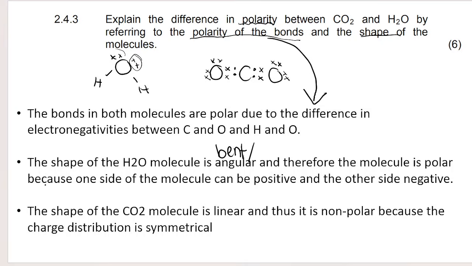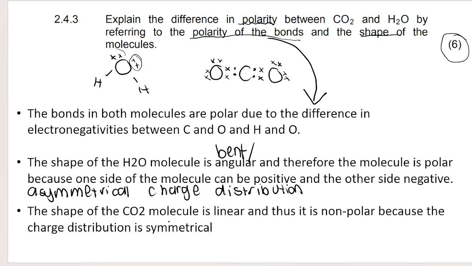So that's one other thing that I would add in here. So this is an asymmetrical charge distribution, which I included for the last one. Basically, what that means is that one side of the molecule is more positive, the other side is more negative. And then the CO2 molecule, as you can see, has a linear shape. Therefore, it's non-polar because of the symmetrical charge distribution. 6 marks, it's quite a lot of marks. You do have to do quite a bit of writing, but I mean, it's worth the marks.